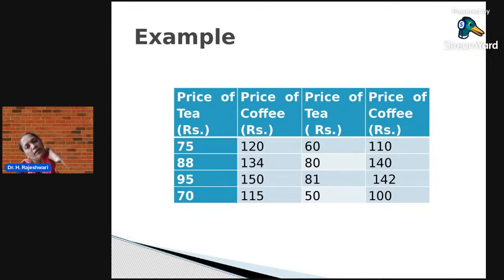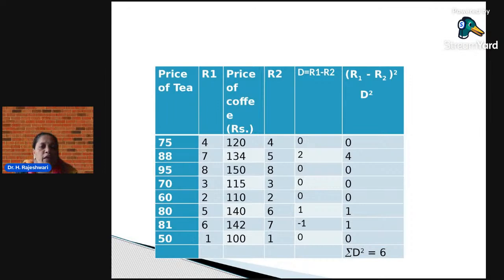Now with the given data, we are supposed to find out whether the price of tea and the price of coffee are linked or not. Is there any relationship between them? In case there is a relationship, what is the significance of that relationship? Also, whether they are positively correlated or negatively correlated. All these things we are going to see in this problem. Now, listen carefully to how we are doing the problem. Here, we are writing the price of tea, whatever the given data is.